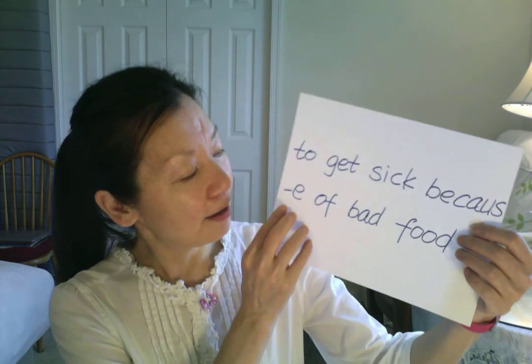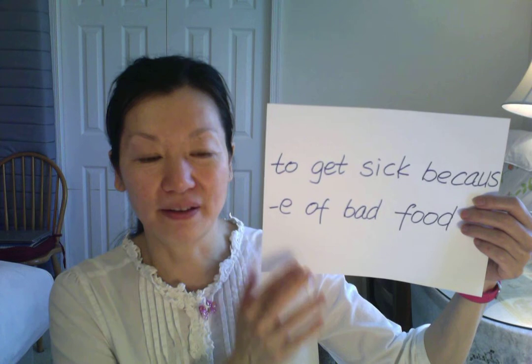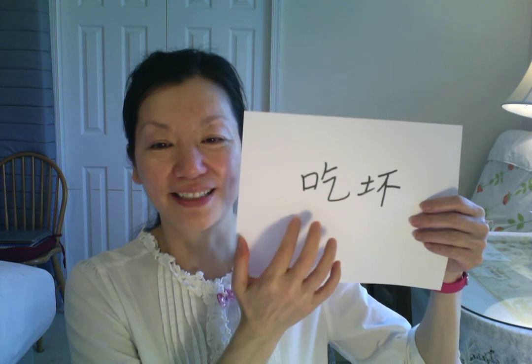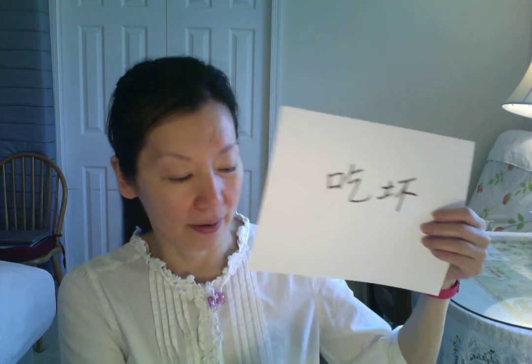Now we see the next: to get sick because of bad food. In Chinese we say 吃坏. This can be another 吃坏. Okay. One more time, 吃坏. Get sick because of the bad food, right?